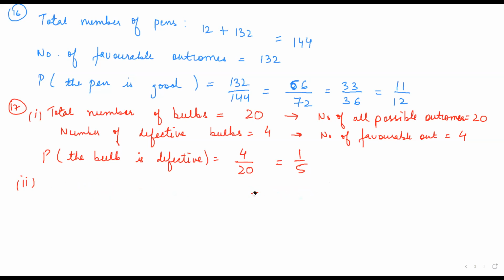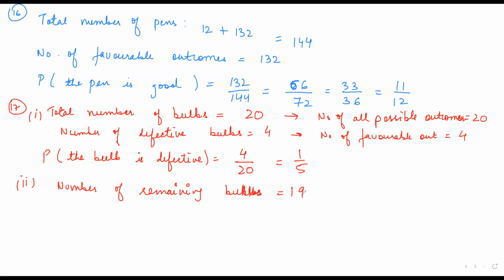See here, what they are saying is, I think the first part is clear. This was simple. Now what happens is, I have drawn out one bulb, and it comes out that this bulb is not defective. Clear? That means it's a good bulb. Because we have already drawn out one bulb, how many remaining bulbs are there? 19. Understood? So now only 19 bulbs are left.